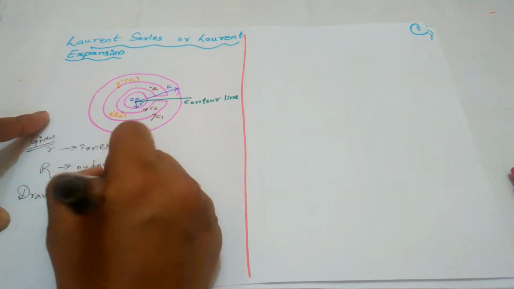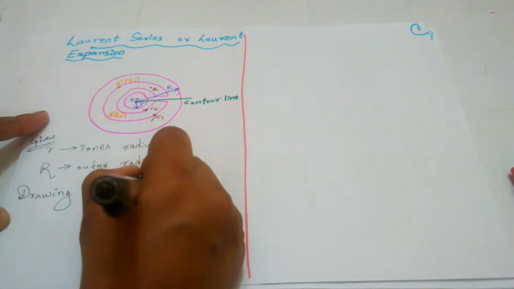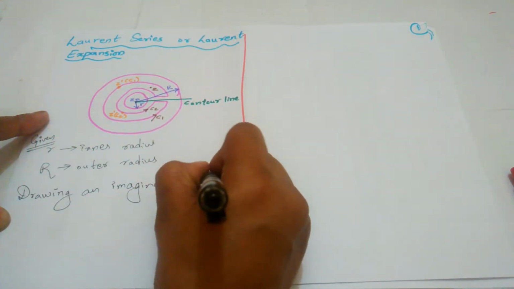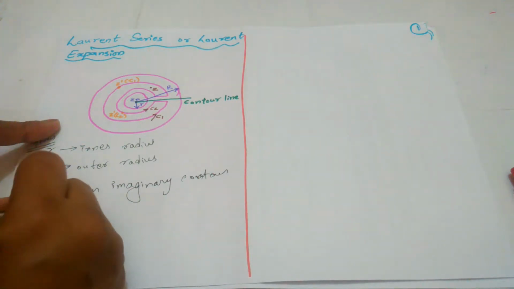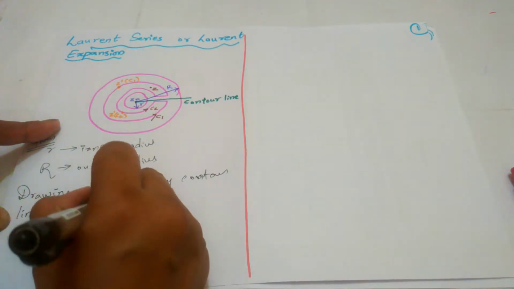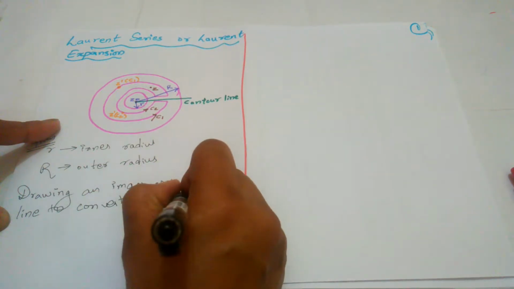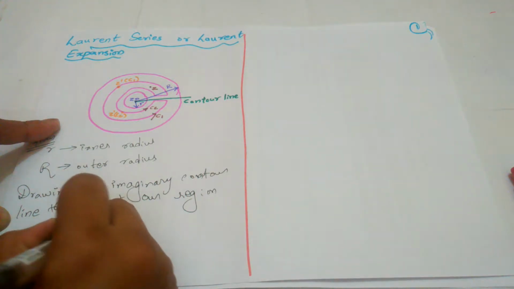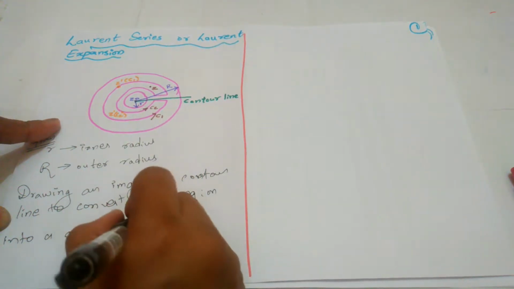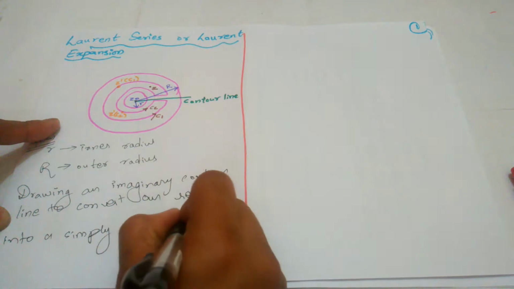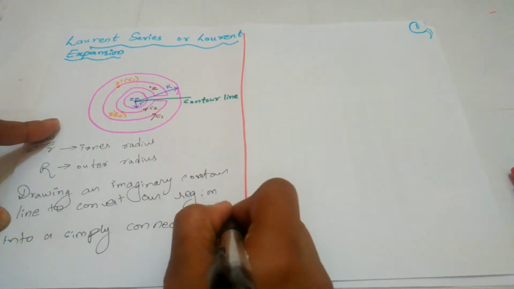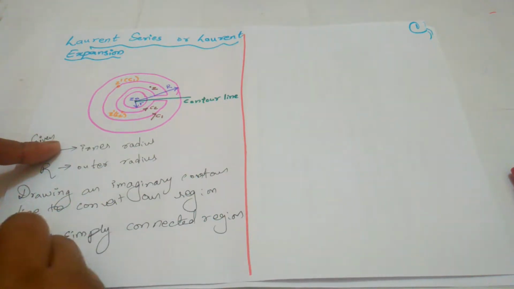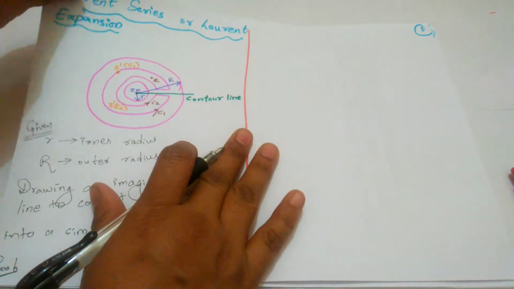Drawing an imaginary contour line to convert our region into a simply connected region. Okay, so you can say we are starting our proof now by Cauchy integral formula.